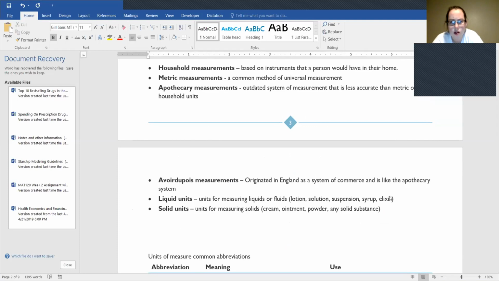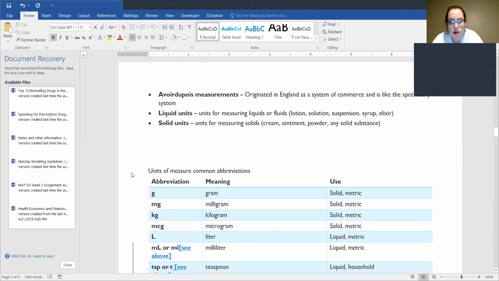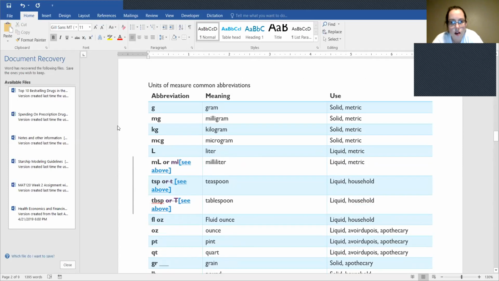And we have liquid units and solid units, and I quibble with cream and ointment being included in solids. They're semi-solids, okay? But it can be a capsule or a tablet or anything that's taken in solid form. So other things that we will see: the dose will be given in grams or milligrams, never kilos. The kilo is the weight of the patient only. Or micrograms.